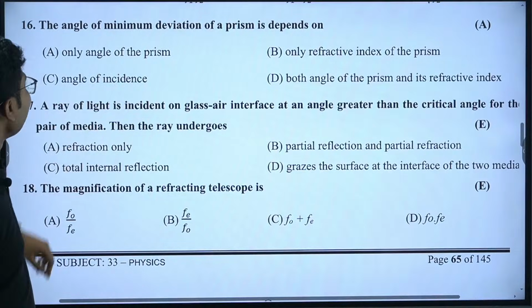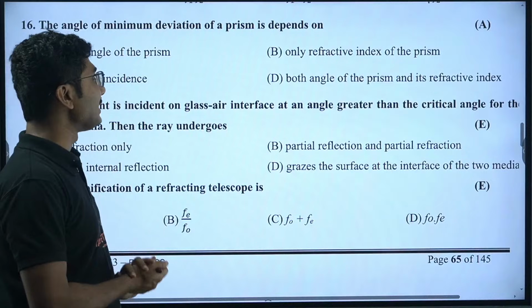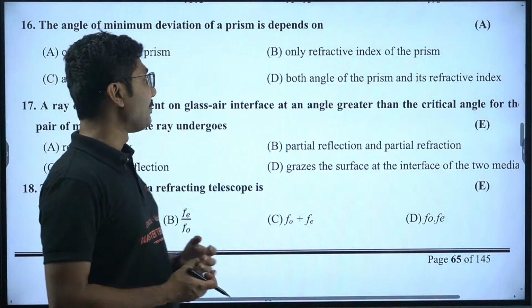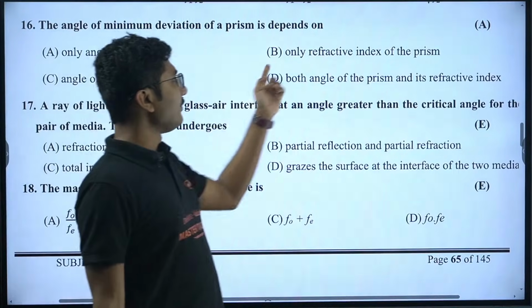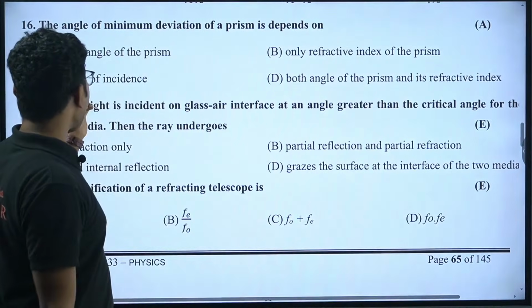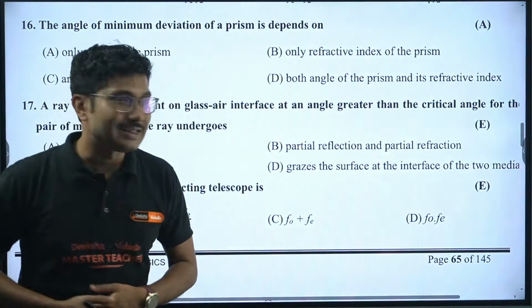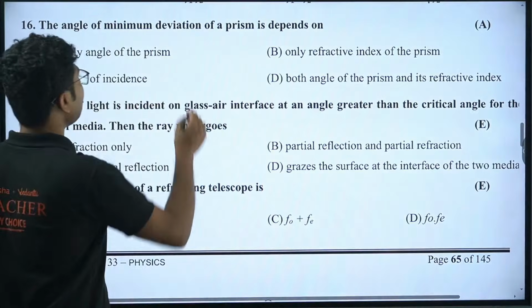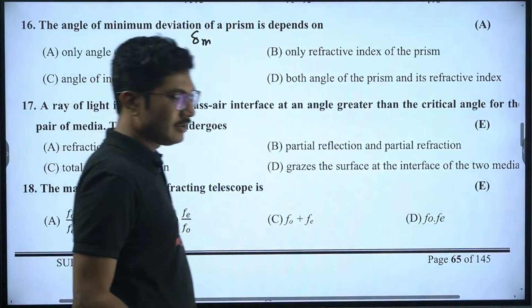I'm really happy. The angle of minimum deviation of a prism is dependent on only angle of the prism, only refractive index of the prism, angle of incidence, or both angle of the prism and refractive index. Easy question. Angle of minimum deviation, that is delta m. It depends on what?